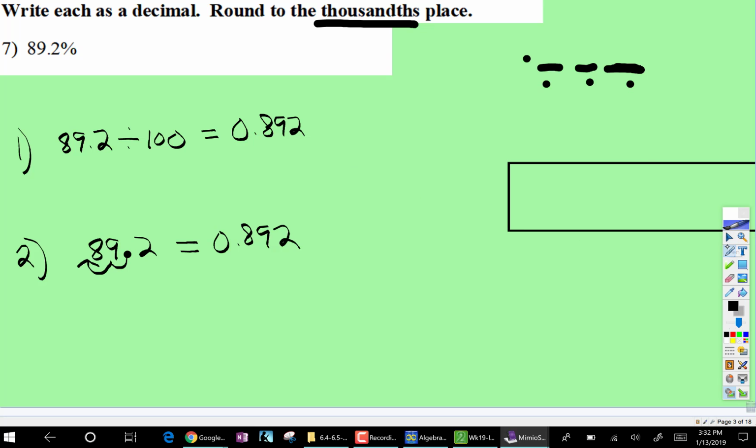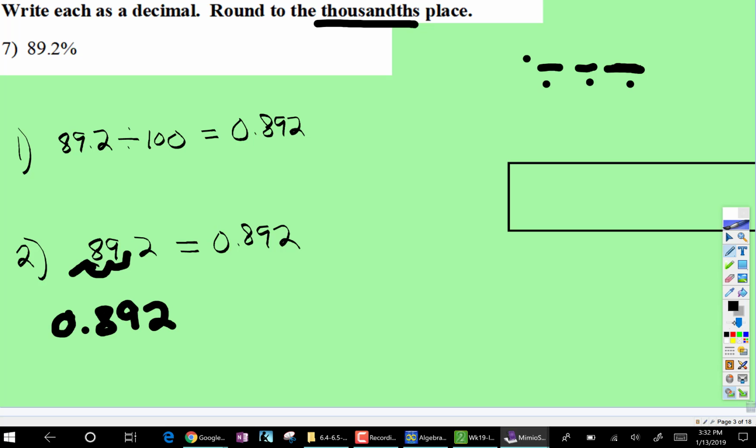Another kind of shortcut if you don't have a calculator, if you're converting from percent to decimal, is you can take, this is where you have to be tricky because you don't want to reverse the direction. You take where the decimal point was in the percent and you move it 2 places to the left. And when you put the decimal point there, put a 0 in front and then go ahead and put 0.892.